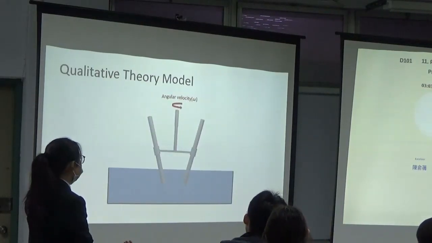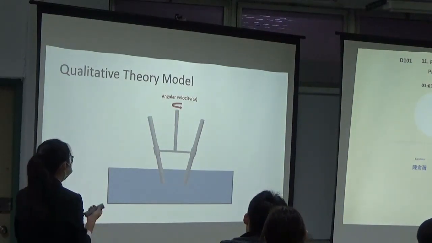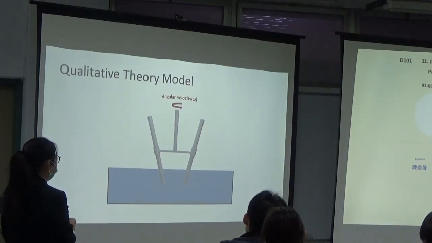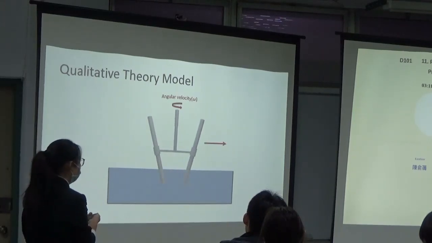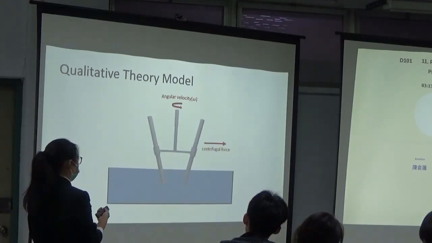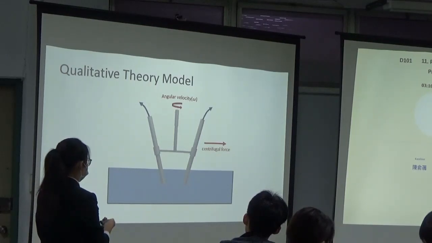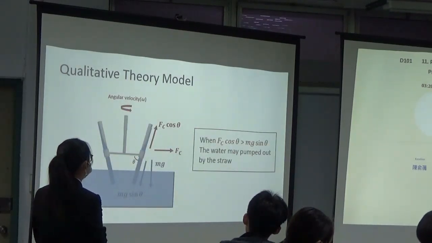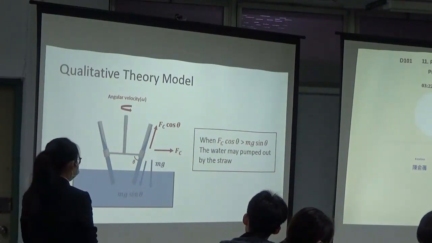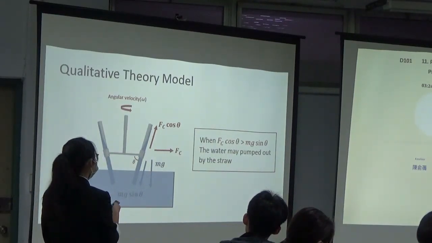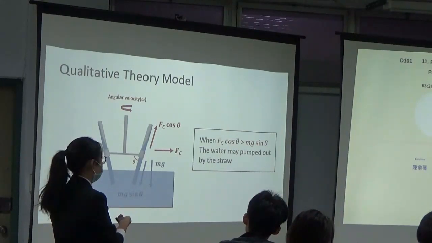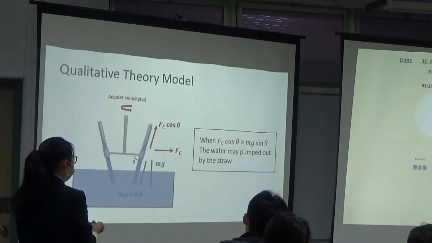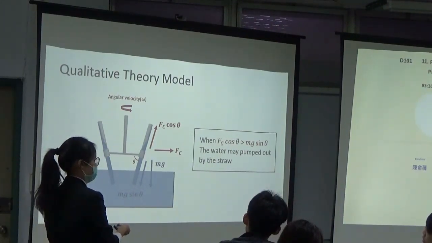For the qualitative theory model, when you give the straw an angular velocity, you will produce a centrifugal force which may make the water pump out by the straw. And to explain how the centrifugal force works in this phenomenon, when the component of the centrifugal force is larger than the component of the gravity, the water may pump out by the straw.